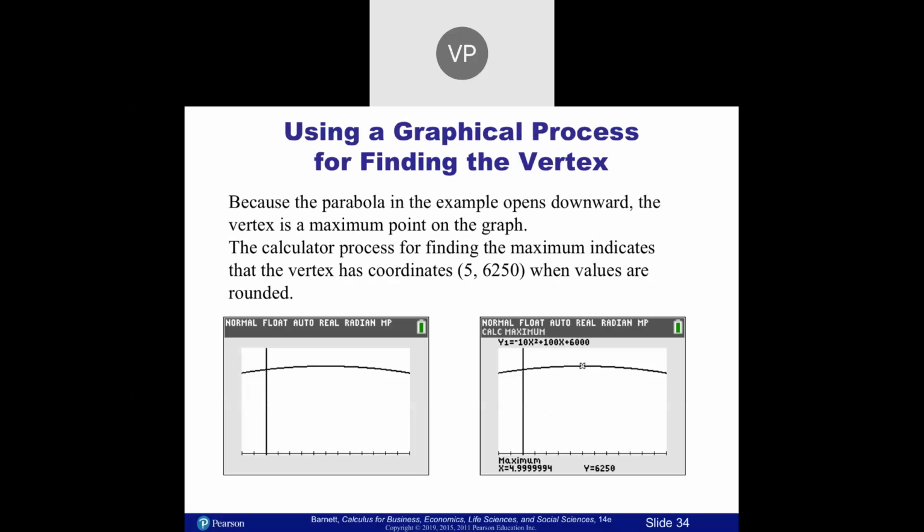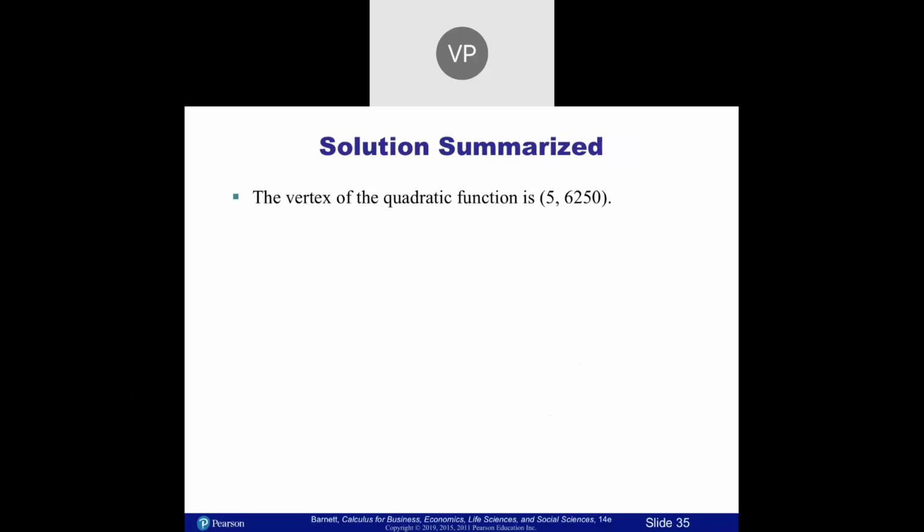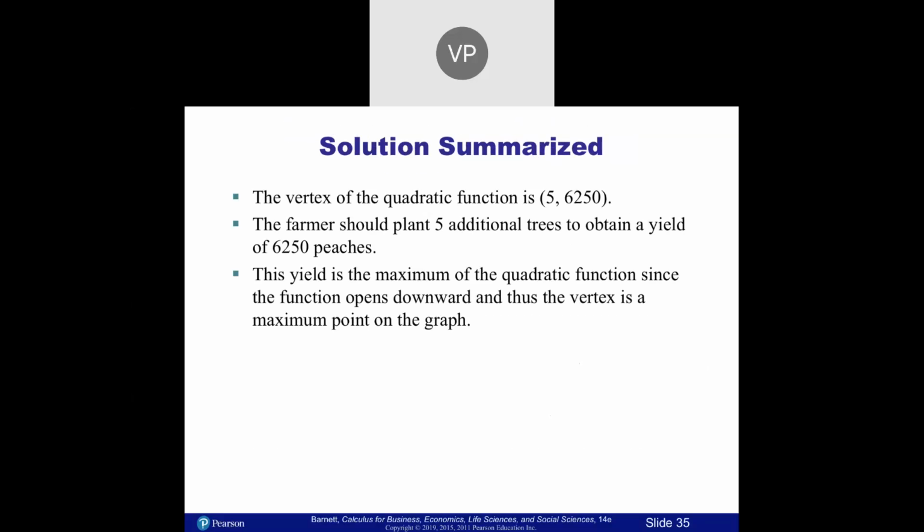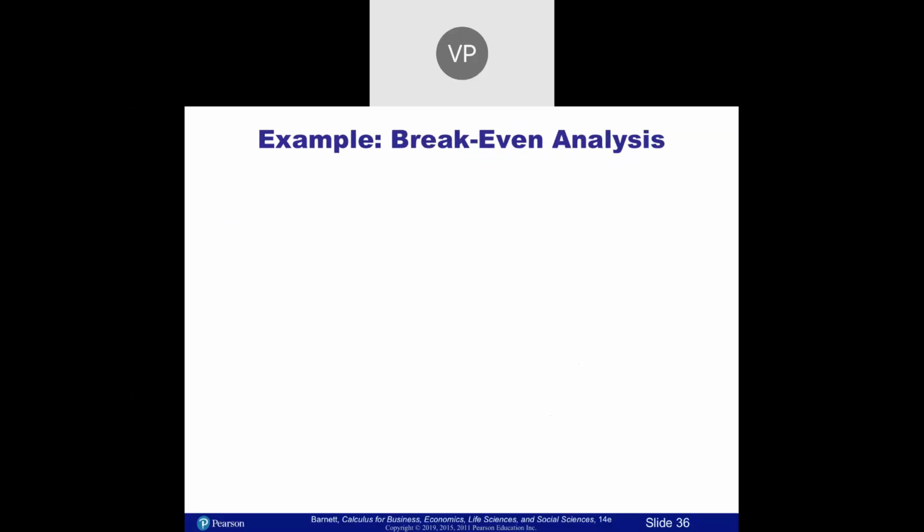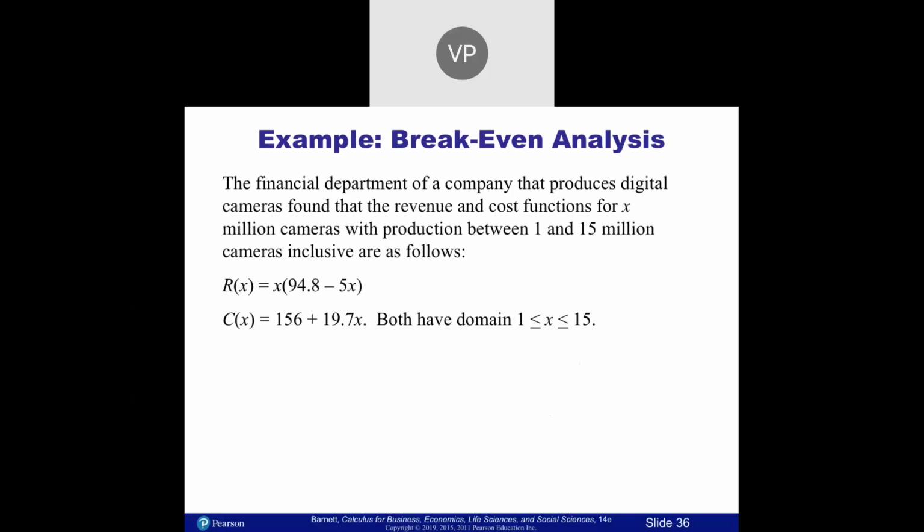And now you can kind of look at this in a graph a little bit, and that's your high point right there. That's your 6250, and it tells you 5 more trees. So instead of guessing and playing with it or calculating each one at a time, if you can set up this model, now you know plant 5 trees and we're going to get our maximum. Okay, so 5 additional trees get the maximum.